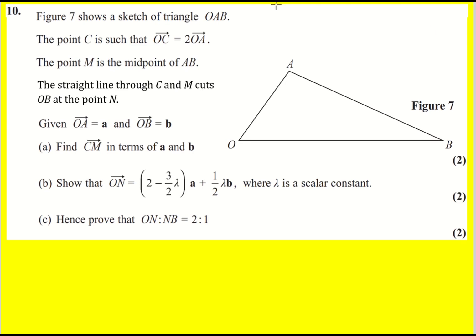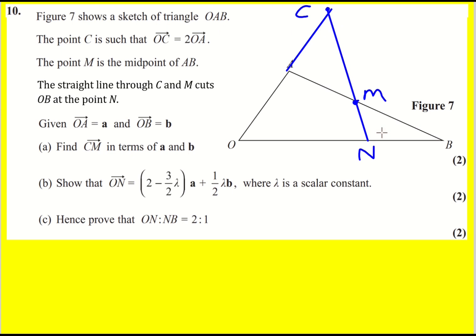Figure 7 shows a sketch of triangle OAB, and the point C is such that OC is 2OA. So I'm going to go along OA and then the same distance again to get to C, about there. The point M is then the midpoint of AB, and the straight line through C and M cuts OB at the point N. Like that.